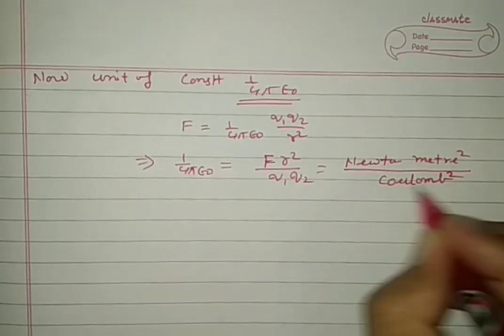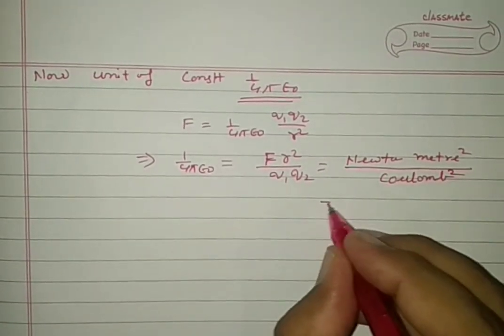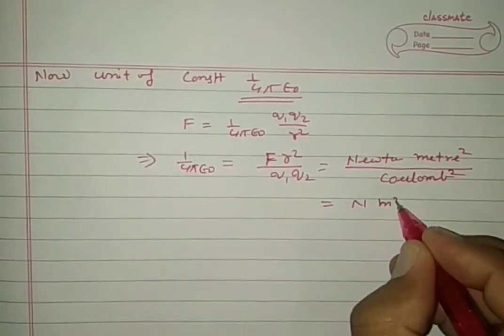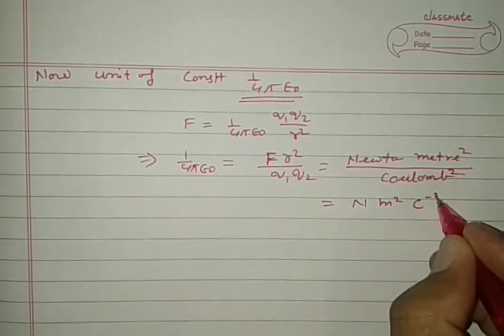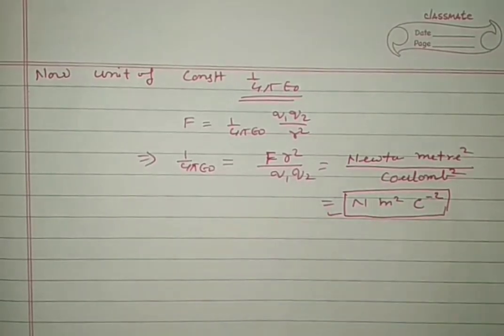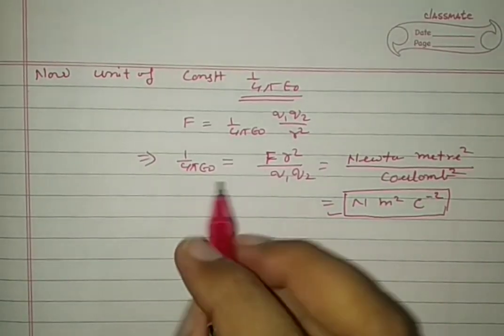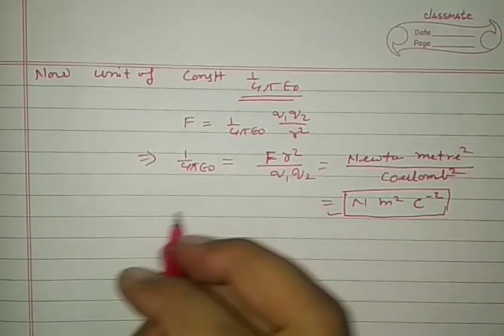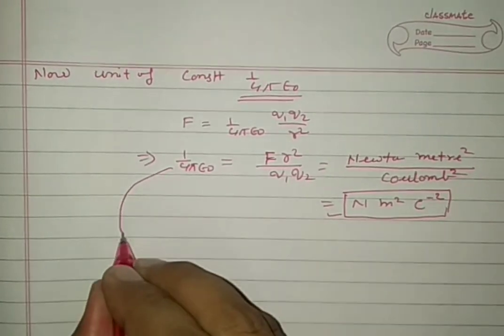So Q1 Q2 is coulomb square. So the unit is Newton meter square coulomb minus 2. We have used this just before, and how it is obtained, its value we are knowing. Its dimensional formula, how we can look, see carefully.